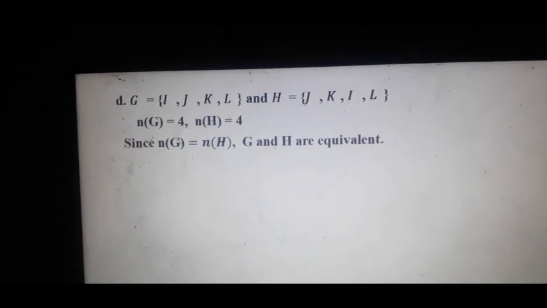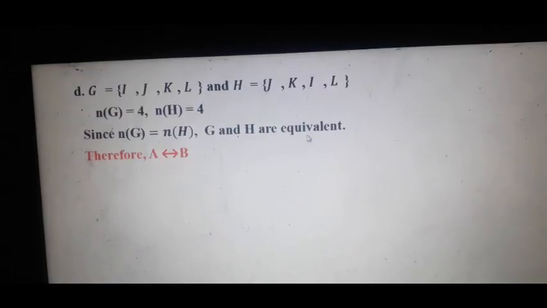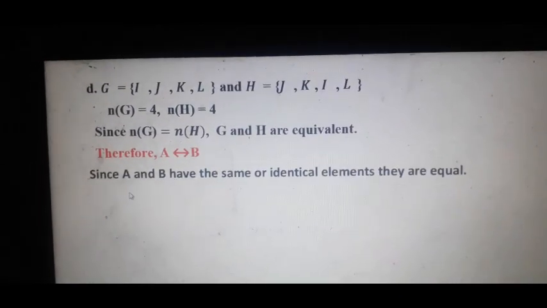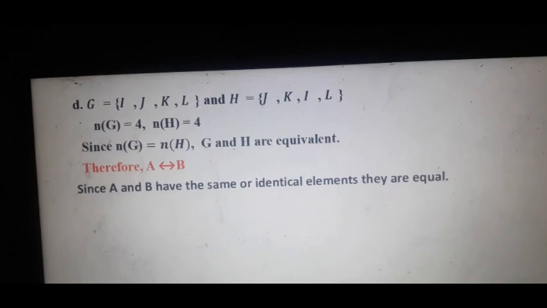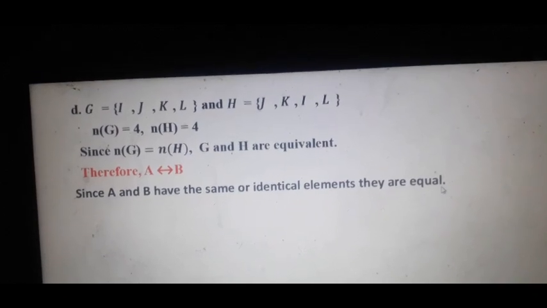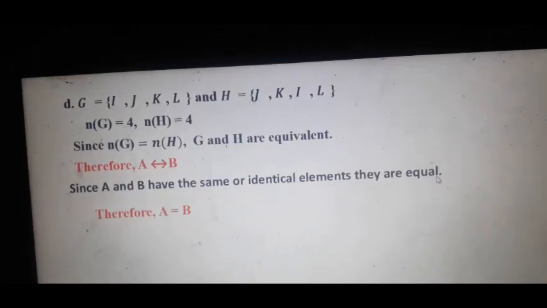Since the number of elements of G and the number of elements of H are equal, G and H are equivalent as well. We can write this symbolically as such. Since A and B have the same or identical elements, they are equal. Therefore, A and B are equal.